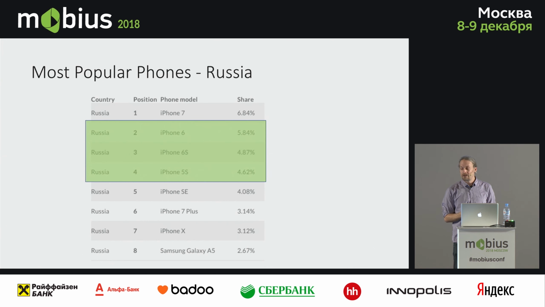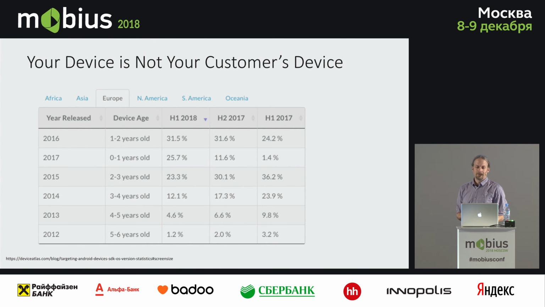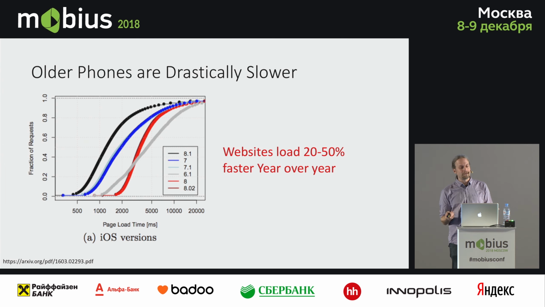But if you look, some of these phones are really old, right? And really old phones tend to be a little bit slower, right? If you start looking, 50% of phones in Europe are a year or two old. The other 50% are pretty old. And as you probably all know, older phones are slower, right? Older hardware, older software. This is some research from Akamai finding that year over year, websites load 20 to 50% faster just by getting the new hardware.